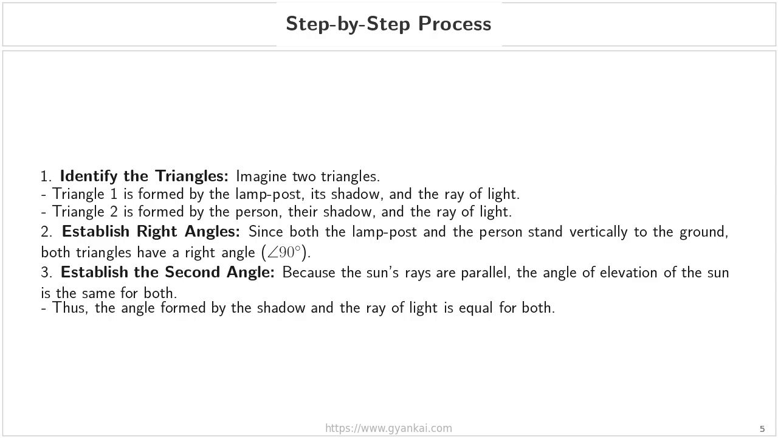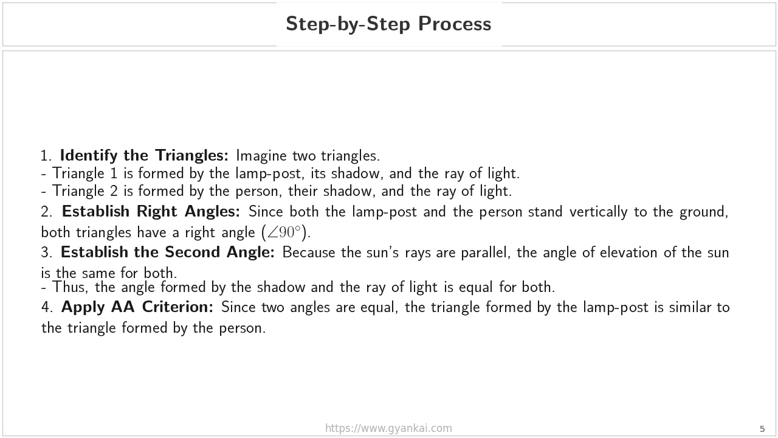Third, we need to establish a second angle. Remember what we discussed in the previous slide about the sun's rays? Because the sun is so far away, its rays are considered parallel. This means the angle of elevation, the angle where the sunlight hits the ground, is exactly the same for both your shadow and the lamppost's shadow.